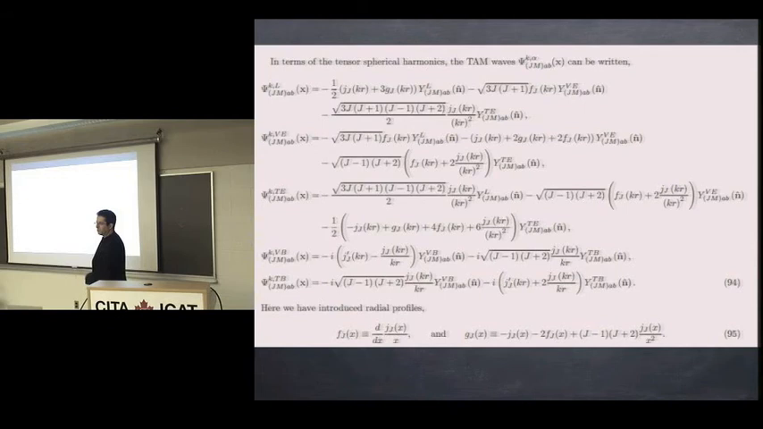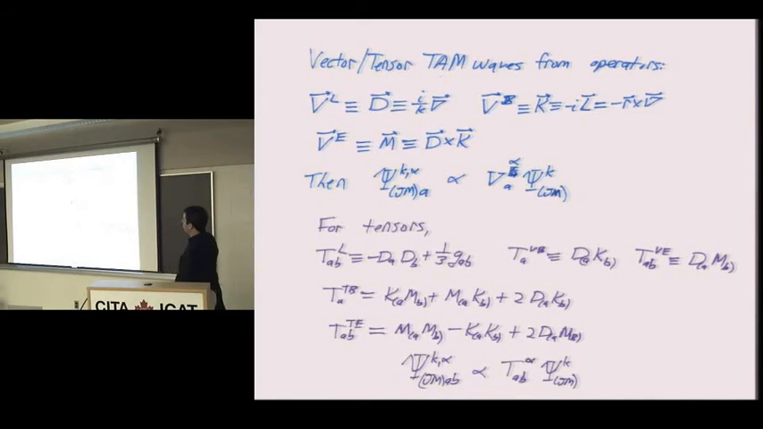There's another thing that we worked out in this paper that I thought was kind of novel. It's appeared in some of the literature in the past, but it's one of those things that most people, I don't think, knew about. And we've put it all together and expanded. So one of the things that we did in this paper is we show that all of the vector and tensor TAM waves can be obtained by applying vector and tensor valued differential operators to the scalar TAM waves.